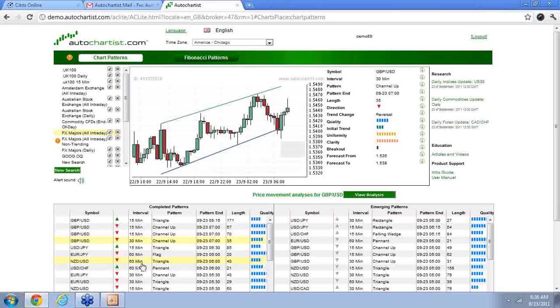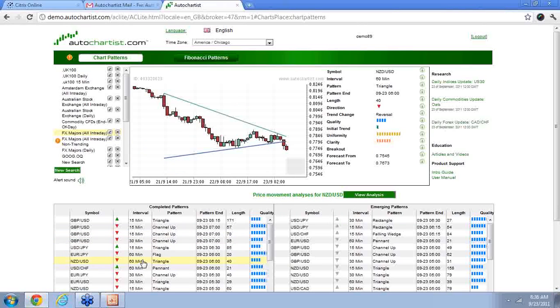Now, when you're dealing with this, you're also dealing with a pattern that you like. So you may want to see a pattern like a triangle, which shows this compression and a breakout, or you may want to select searches that deal with non-trending patterns that we'll cover specifically in future webinars. Okay, you also see the pattern end.